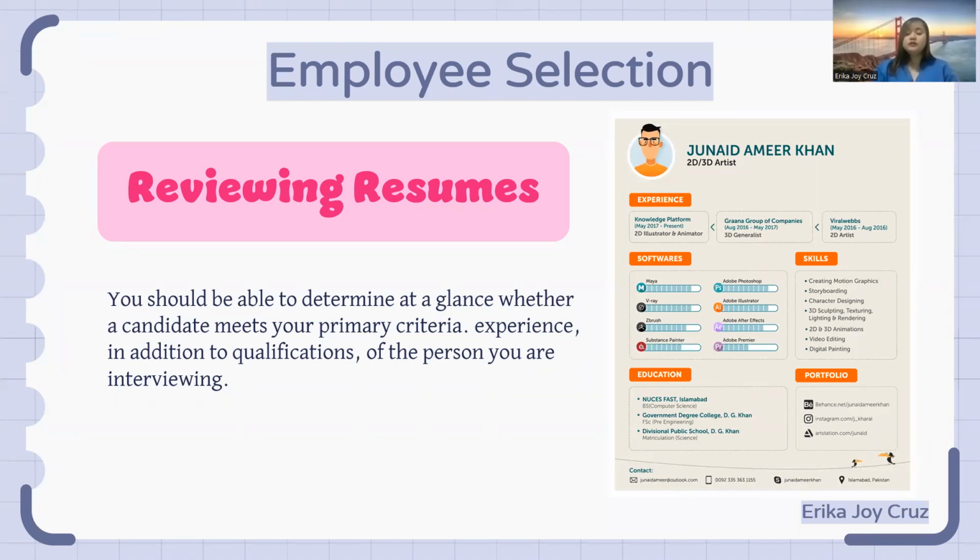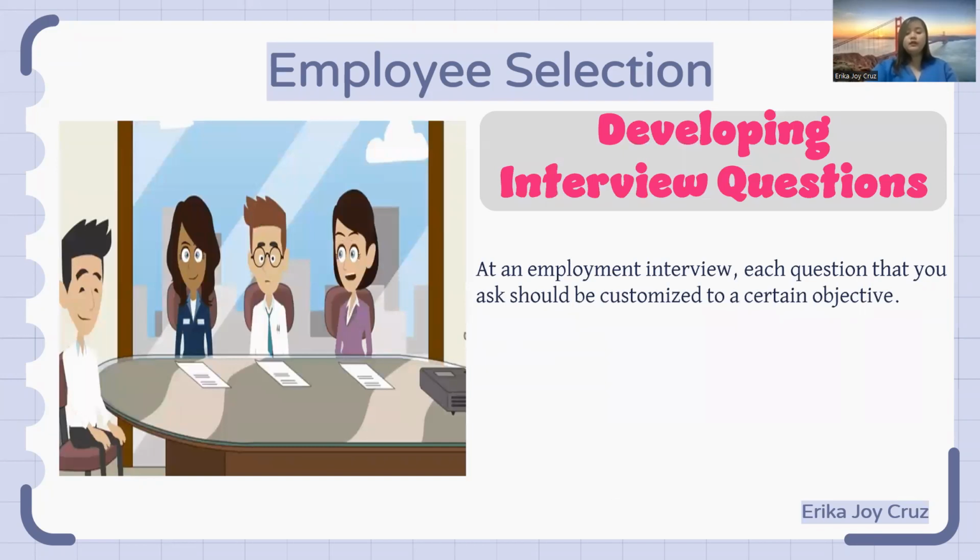There are possibilities that an applicant's resume conceals red flags regarding their eligibility for the position. However, it is essential to understand what those warning indicators look like. Unexplained employment gaps, as well as evidence of decreased responsibilities, are some of the examples. The next one is developing interview questions.